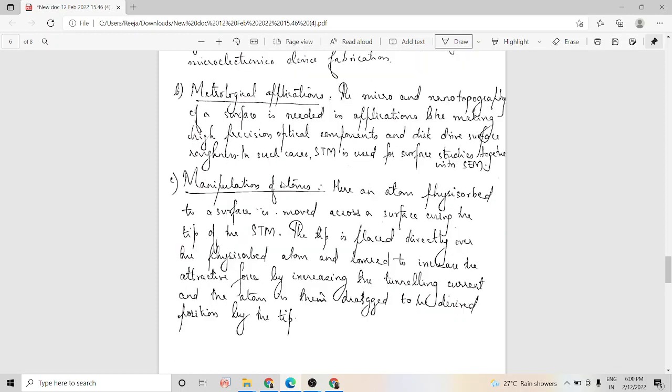The third application is the manipulation of atoms. That is, suppose there is an atom which is physisorbed to a surface. That is, there is a surface here and there is an atom here. Now, by using the probe tip, we can move this atom from one position to the other together with this probe. That is, the tip is placed directly over the physisorbed atom and it is lowered to increase the attractive force between the atom and the tip, by increasing the tunneling current, and the atom is then dragged to the desired position by the tip.